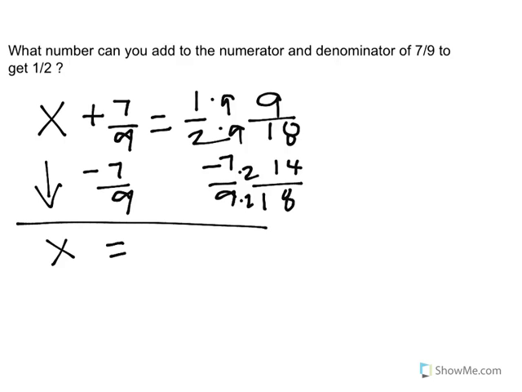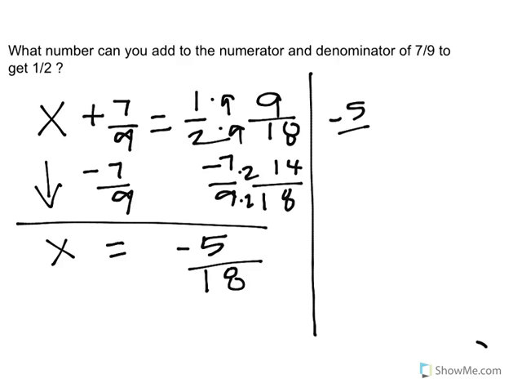9 minus 14 is going to give us negative 5 over 18. We can check our work. We can plug negative 5 over 18 in for x and see if everything equals out. So, negative 5 over 18 plus 7 over 9 equals 1/2. Let's see if that's a true statement.